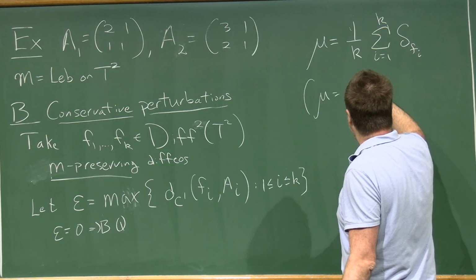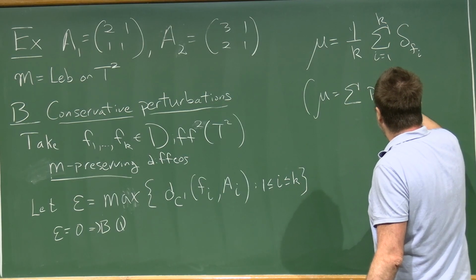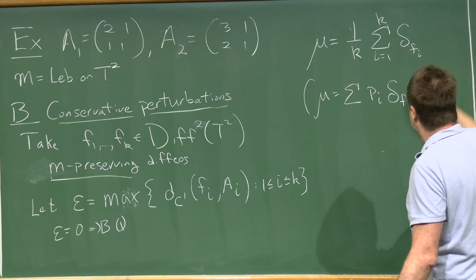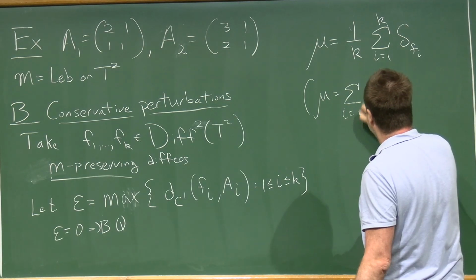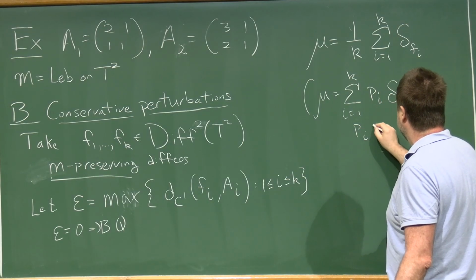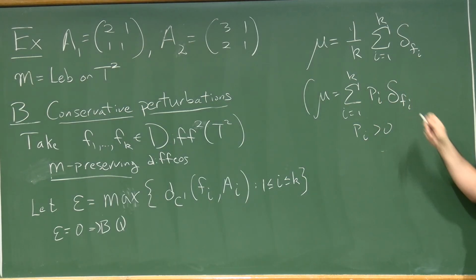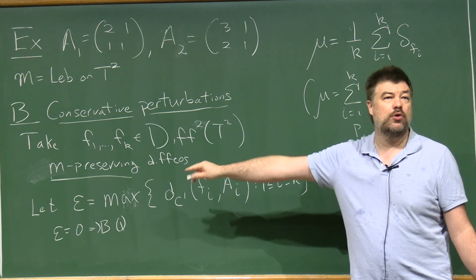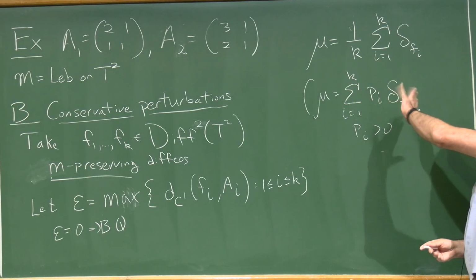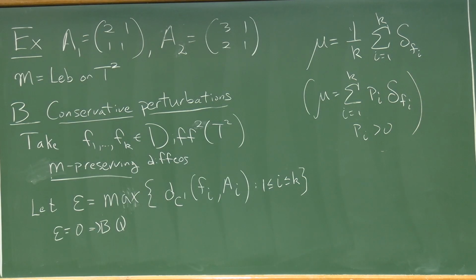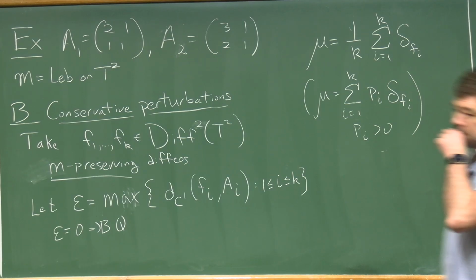You could just take a sum with a probability vector at the f_i, and the only thing is that you want to make sure that you give positive charge to each of the perturbations. The epsilon that will work in the theorem will depend on the probability vector a little bit. So there's no reason that you need equal weights.